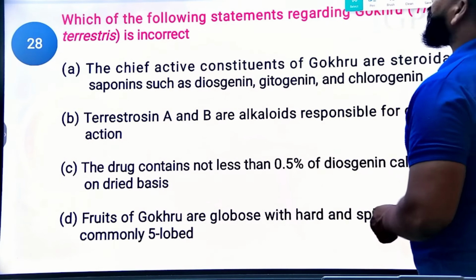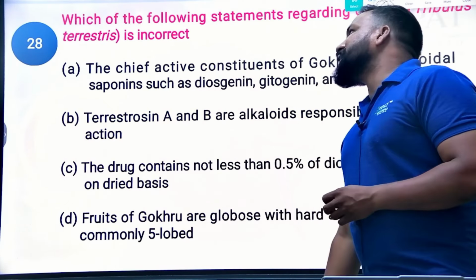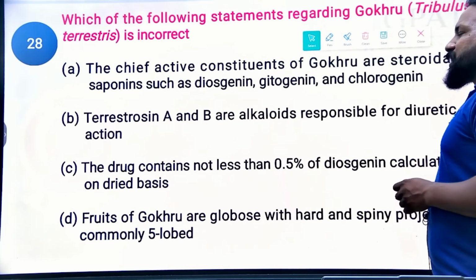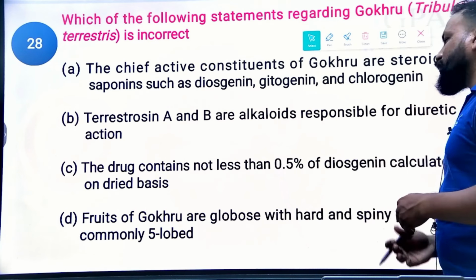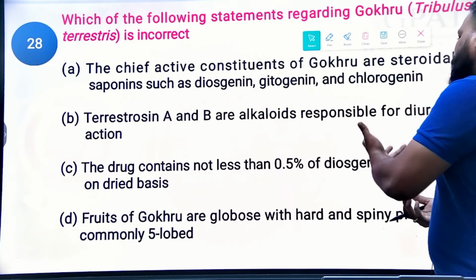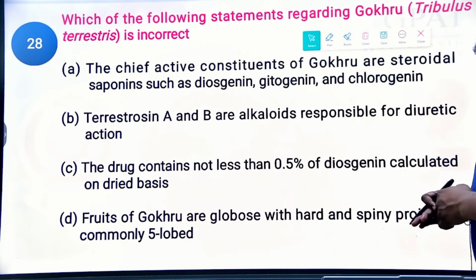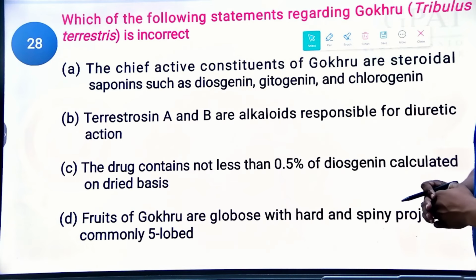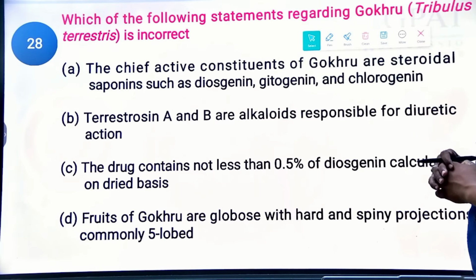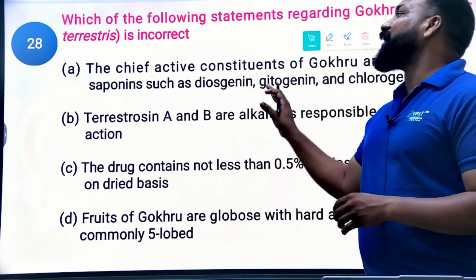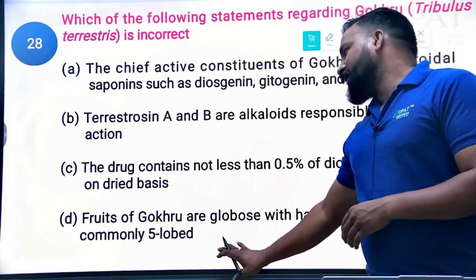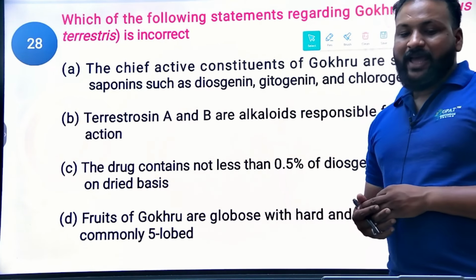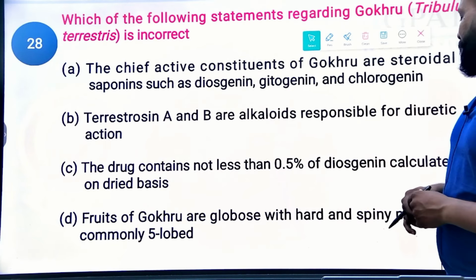Which of the following statements regarding Tribulus is incorrect? The chief components of Tribulus are several saponins such as diosgenin, gitogenin, and chlorogenin. Tribulosin A and B are alkaloids responsible for the diuretic action. The drug contains not less than 0.5% of diosgenin calculated on the dry basis. And fruits of Tribulus are globose with hard and spiny projections. They're asking about which is a false statement. The fruits contain hard and spiky projections. Yes, and the drug contains not less than 0.5% of diosgenin.